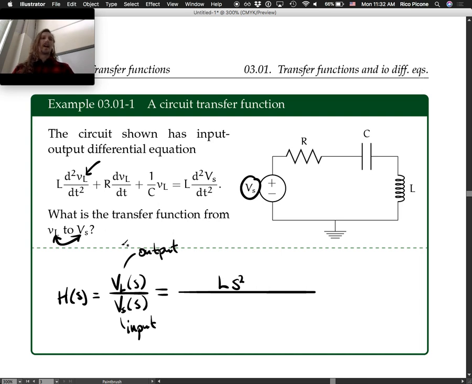The denominator coefficients come from the left-hand side. So we get L times what? S squared plus, what's the next term? RS plus, what's the final term? 1 over C. Is there any S on this one? No. This is kind of too easy, isn't it?